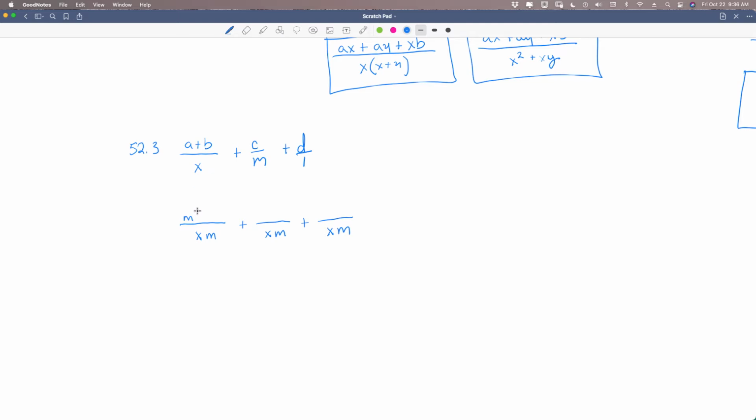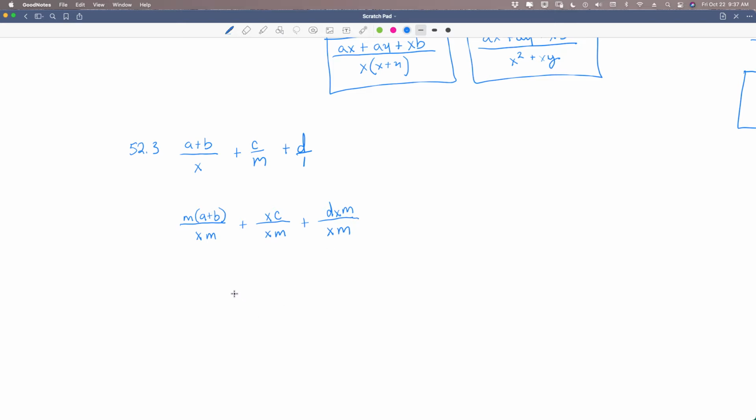So we're going to say m times a plus b. We're going to do the same thing for this fraction, only this time we're multiplying it times the denominator of x. So we're going to say x times c is xc, and x times m gives us xm, which is our common denominator. Now d does not have an x or an m under it as a denominator, so we need to multiply the top and the bottom by both x and m. So we end up with dxm because we multiplied d times x and m, and 1 times xm is xm.